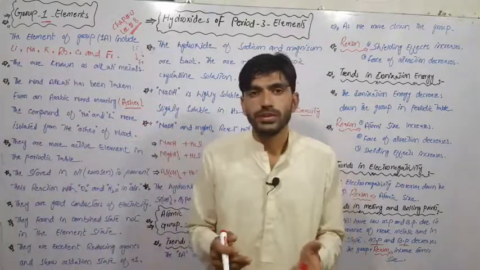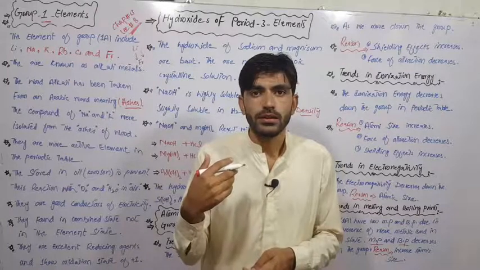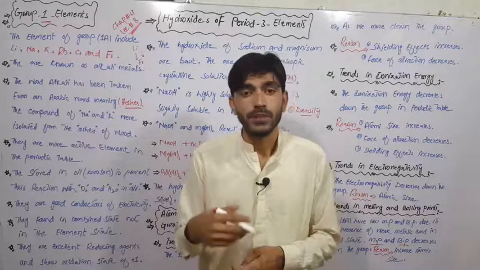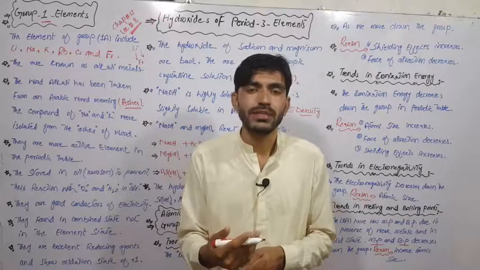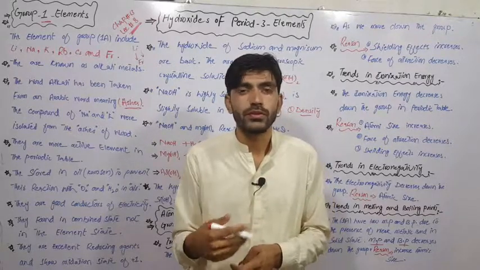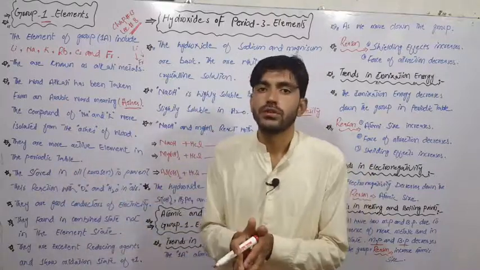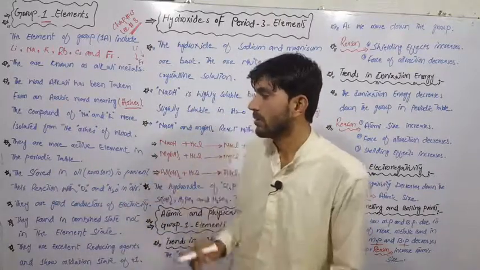Next one, they are more active elements in the periodic table, and that's why they can react easily. They can easily lose their electron, meaning they form positive ions by giving one electron from the outermost shell. So here they are very active, as are their other members.